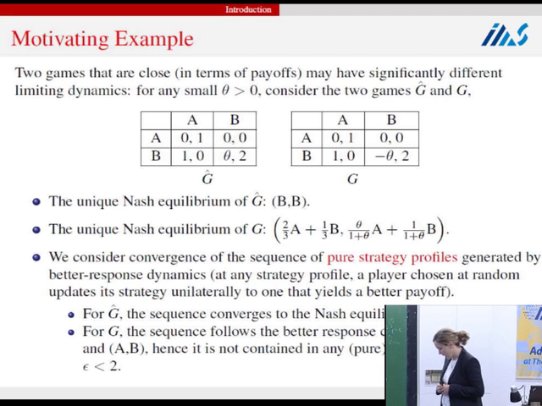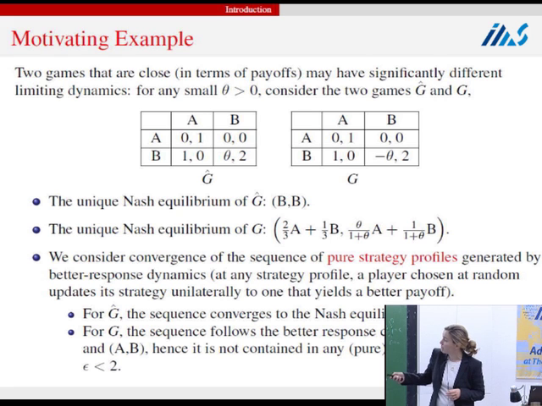Let me start by showing that this phenomenon I told you about, the fact that when you have two close games the limiting dynamics is close, need not be true in general games. Let's pick up this very simple example. We have two games, and the only difference between these two games is the payoff for the row player for playing strategy profile BB. That payoff is different by 2 theta. This small difference in payoffs may lead to significantly different limiting dynamics.